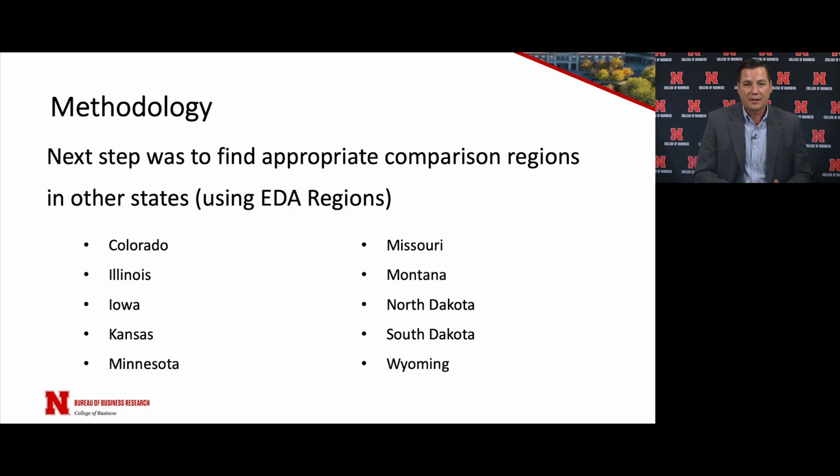So once we identified the Nebraska regions that we were interested in, that we wanted to develop comparisons for, the next step was to find the appropriate regions outside of Nebraska to compare Nebraska regions to. So we really just looked at neighboring states as well as some other states in the upper Midwest and in Illinois. You can see we looked at Colorado, really just focused on the eastern edge of Colorado, the western edge of Illinois, all of Iowa, all of Kansas, all of Minnesota, all of Missouri, eastern Montana, all of North Dakota, all of South Dakota, and eastern Wyoming. For these states, we did not try to do anything unique in terms of rolling up counties to regions that we think make sense. Instead, we just relied upon existing EDA regions to make our comparisons there.